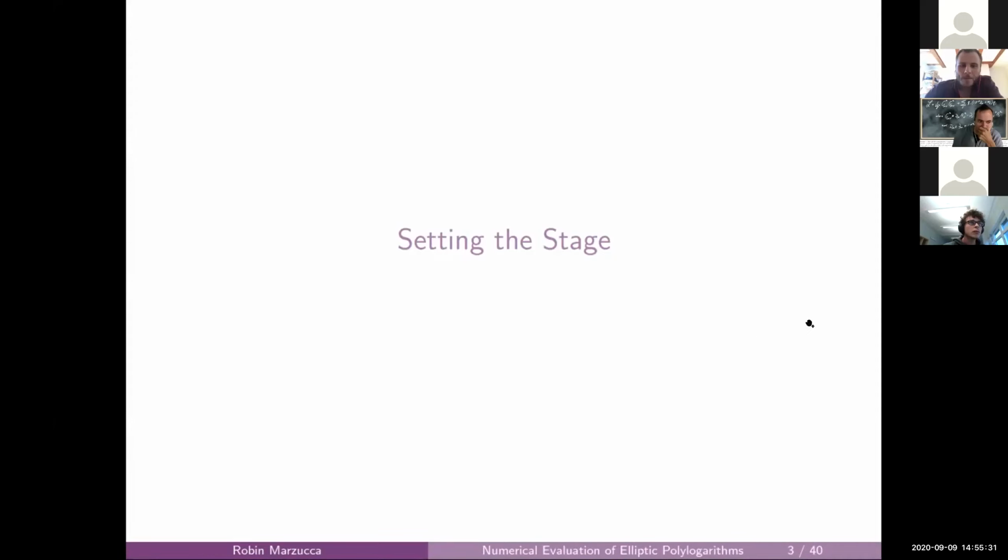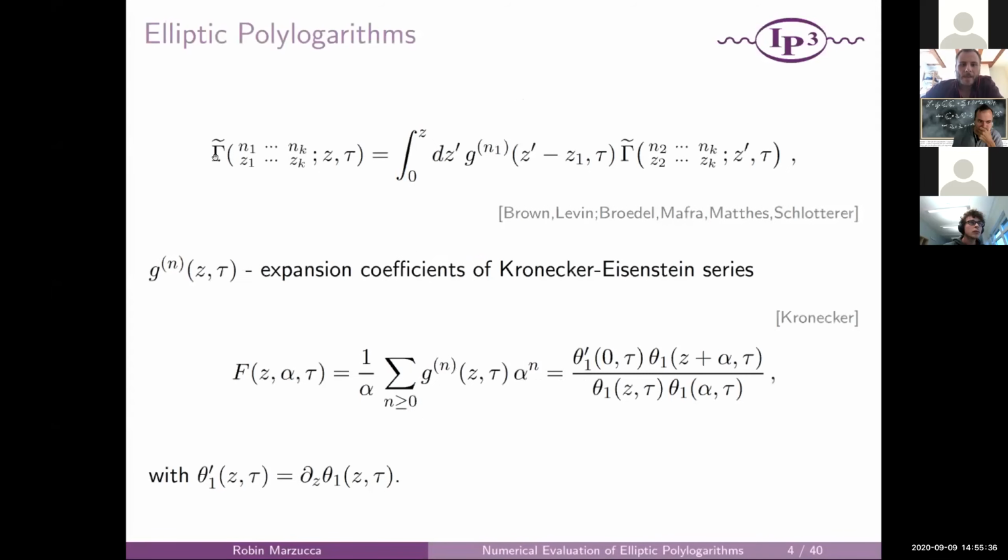So let me just briefly set the stage. These are the elliptic polylogs I will be talking about. These gamma tilde functions, which most of you have seen many times before, are defined as iterated integrals over these functions Gn. And these functions Gn are the expansion coefficients of the Kronecker-Eisenstein series F, which is defined as a ratio of Jacobi theta functions.